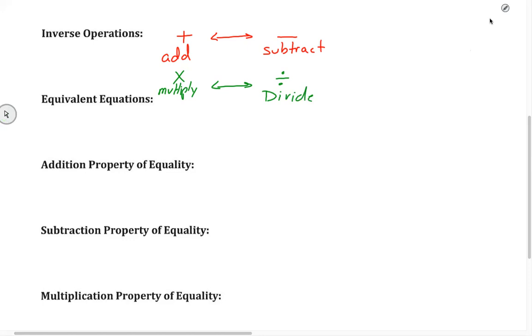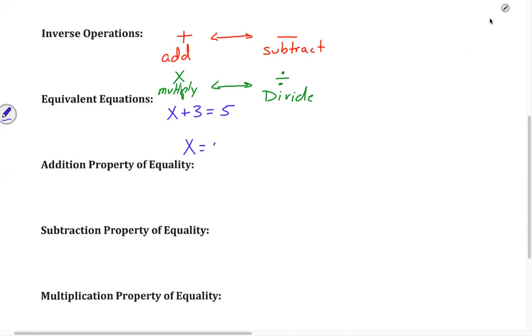These are inverse operations, okay? Now, equivalent equations are, well, let's look at this. This is the one I like today. x plus 3 equals 5. Now, equivalent would be, well, let's think about this. How can I write something that's equivalent to that?